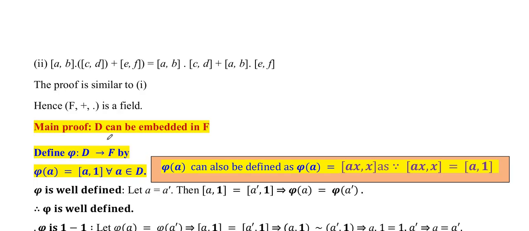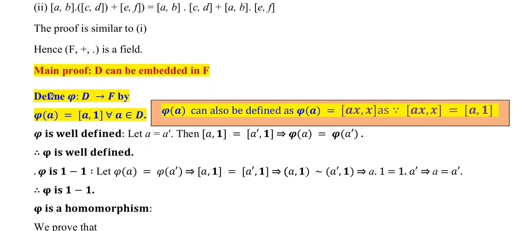Now, our main proof is to have D to be embedded in F. For that, you define a mapping phi from D to F in this way. Any element here, you take it as some A, and let phi take this A to class A1. Now, should we define only in this way? Can it not be defined some other way? Yes, it can be defined in this way also.